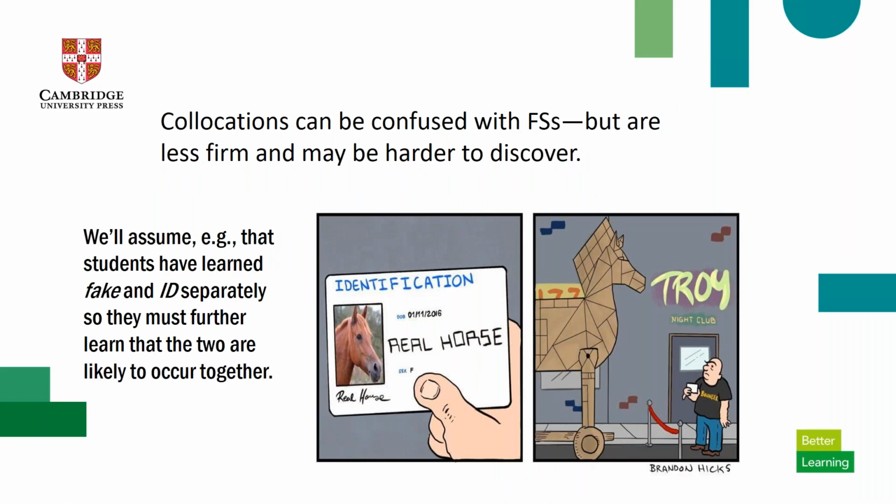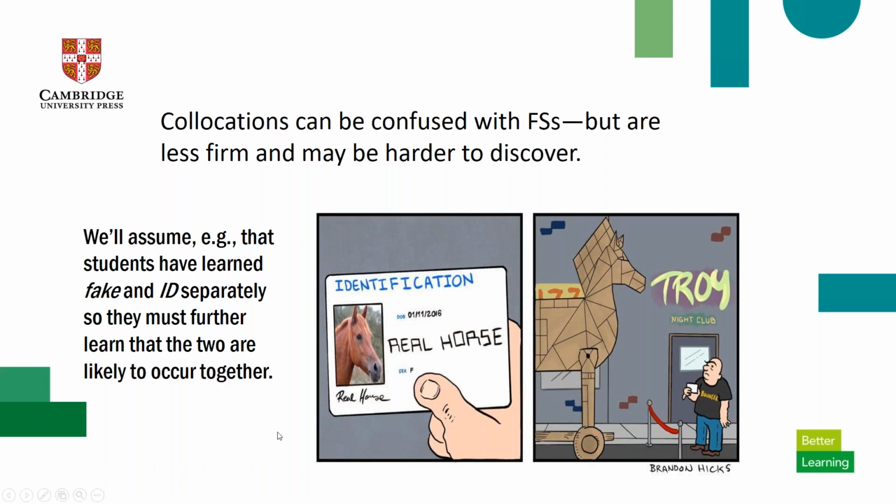Collocations, on the other hand, are not learned whole. Collocations float. Collocations are not there as a package for your students. They can be confused with formulaic sequences, but they're less firm and they're harder to discover. So as we go along and talk, we'll assume that students have learned fake and ID separately so that they must further learn that those two go together. And we're going to talk about tools that will allow students to learn this.